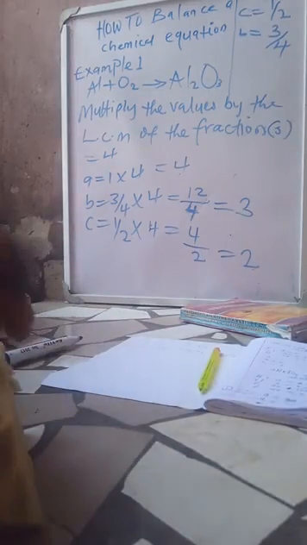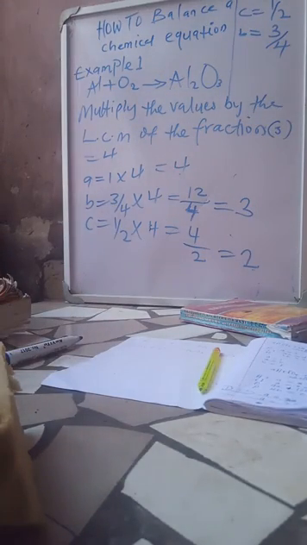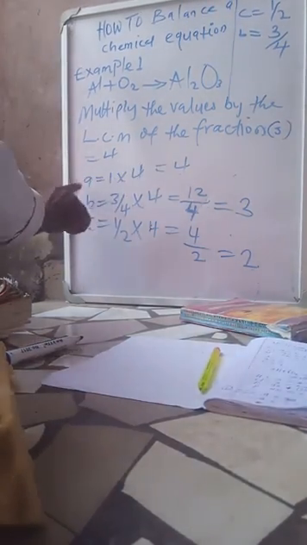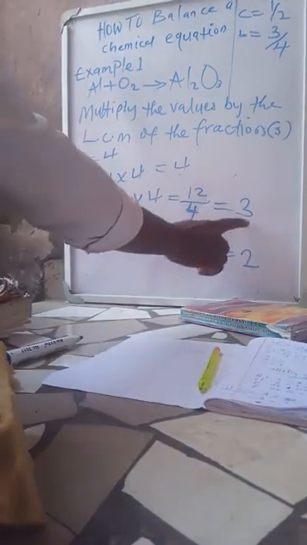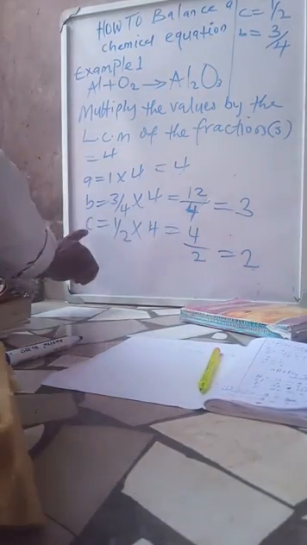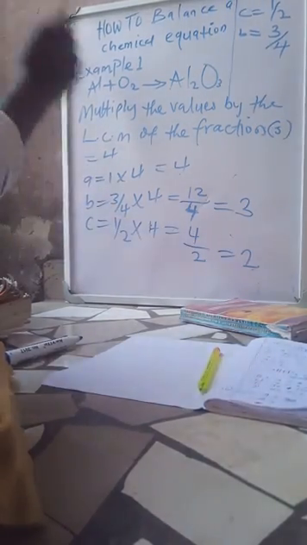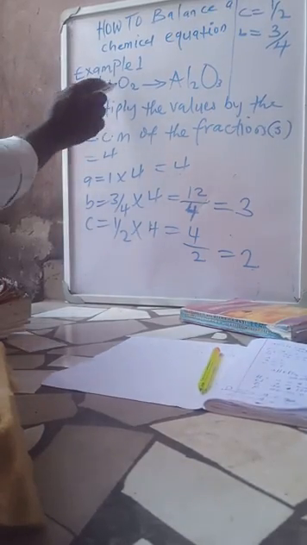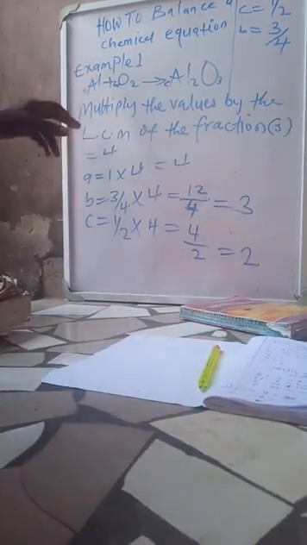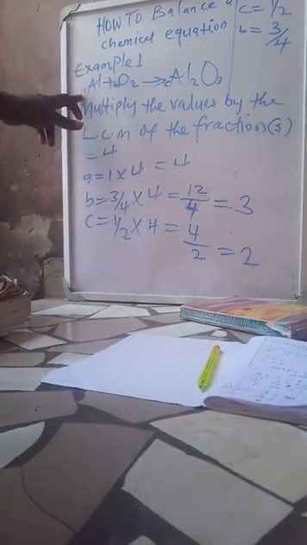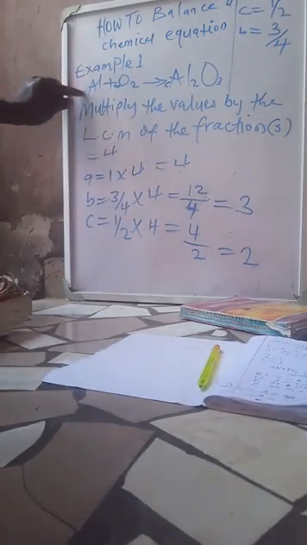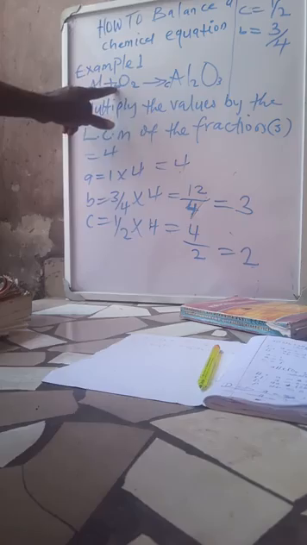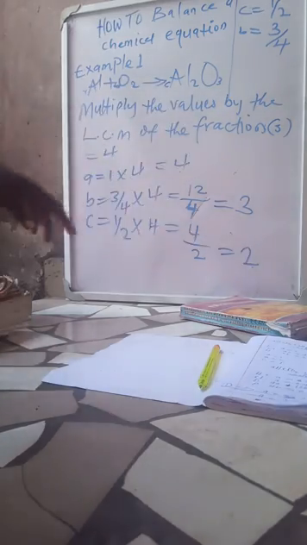So now let's substitute all these values into our equation. Anywhere you see A, you put 4. Anywhere you see B, you put 3. Anywhere you see C, you put 2. Now after that, we'll check if the equation is balanced. So we have to substitute all of these values into this. Anywhere we see our A, we'll put our 4. Anywhere we see our B, we'll put our 3. Anywhere we see C, we'll put our 2. So let's do it together.